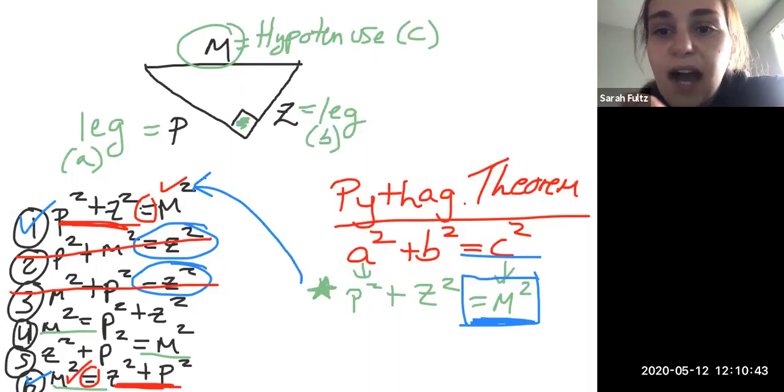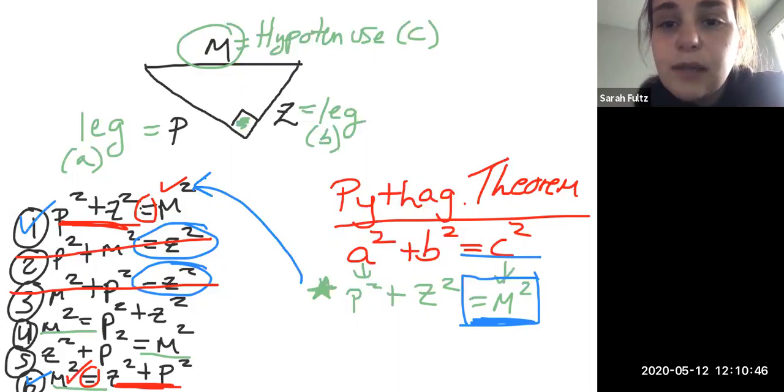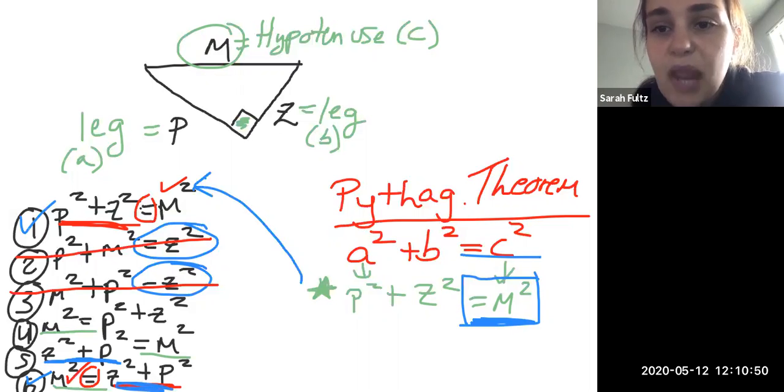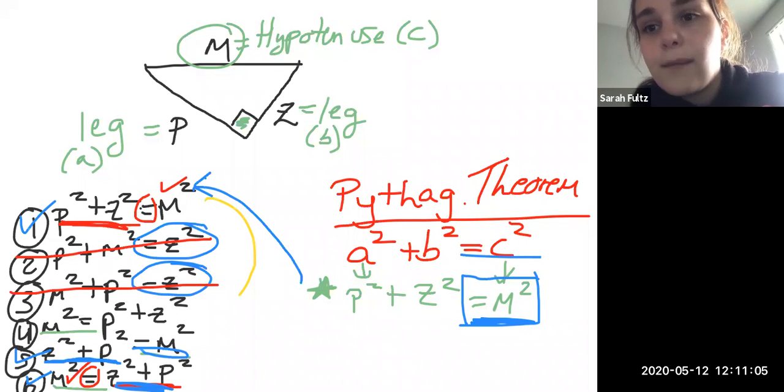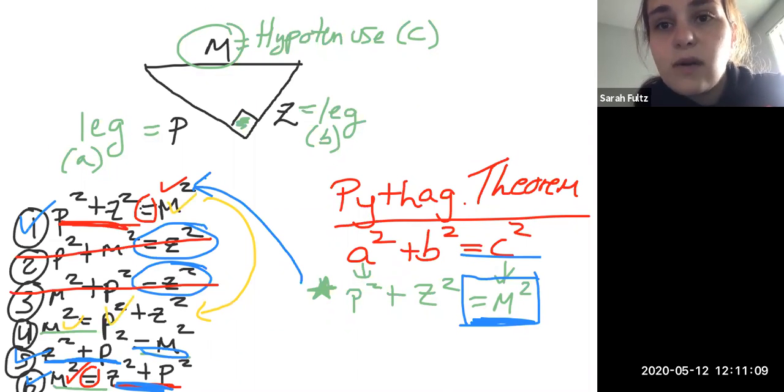Now, if you look at number 5, this is very similar. I have Z squared plus P squared on one side, just like down here, and it equals M squared. So this one is also right. Here, this very last one, the M squared equals P squared plus Z squared. This is just the reverse order of number 1. I have the M squared, it equals the P squared plus the Z squared. So that one does work. So the 4 that work here are choices 1, 4, 5, and 6.